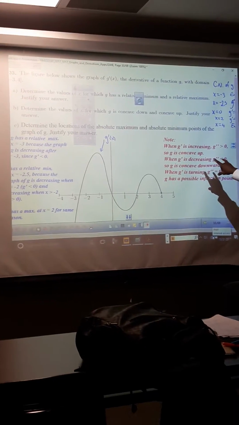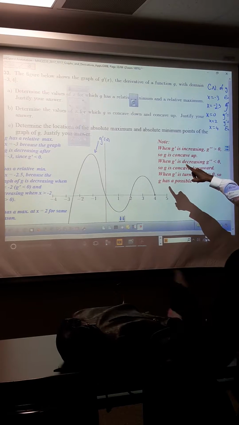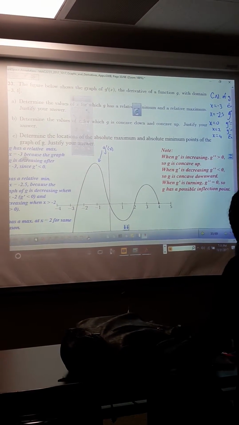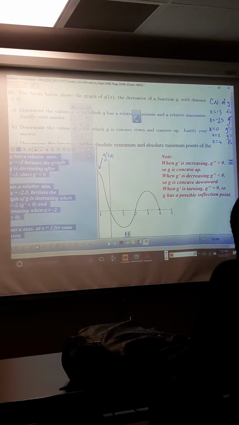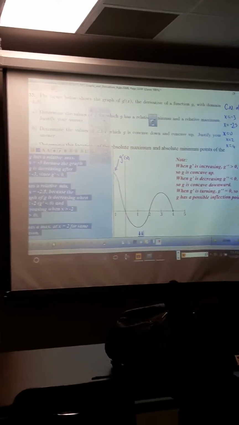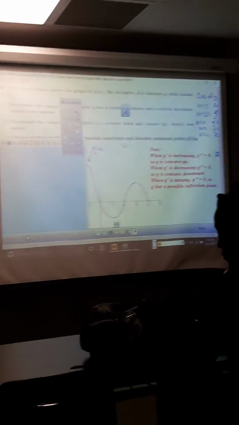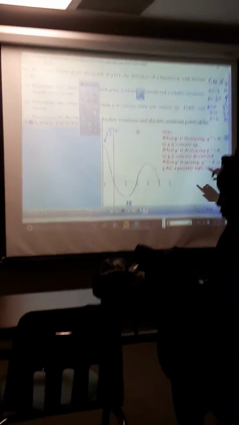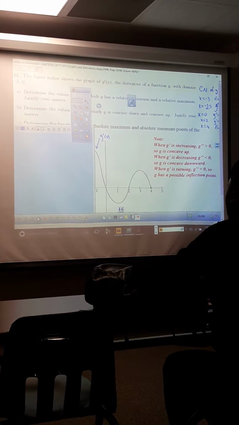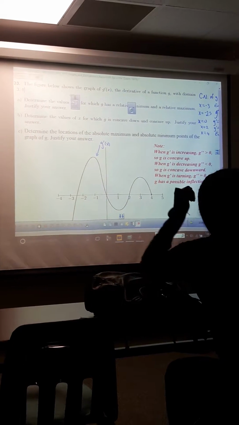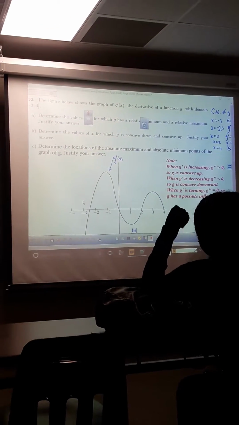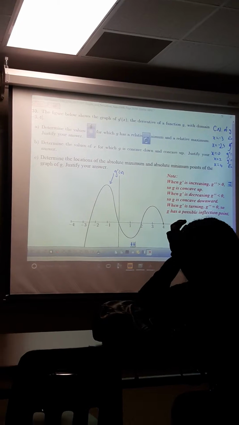So here's the note that we're going to use to answer the next question, part B. I'm going to erase that stuff there. Now we're going to ask about the concavity of g, right? We want to find out when g is concave up and when g is concave downward. So we're going to answer that in a minute. But the note says, when g prime is increasing, that means g double prime, which is the derivative of g prime, is positive. When g double prime is positive, g is what? Concave up.